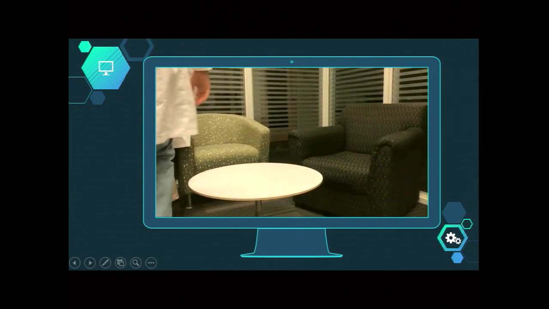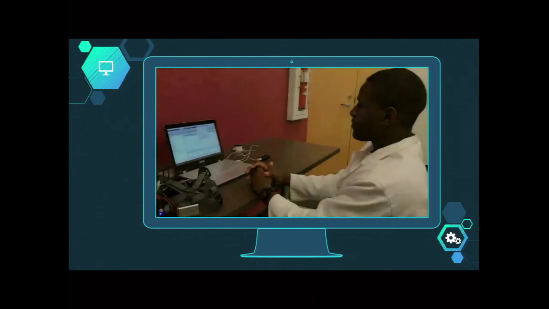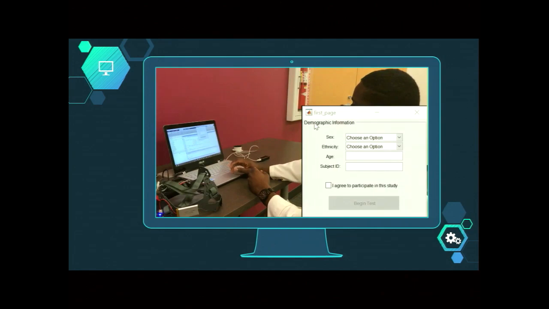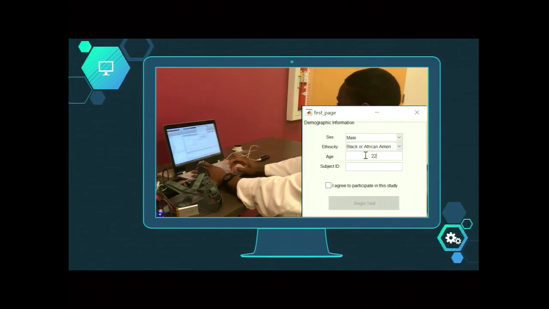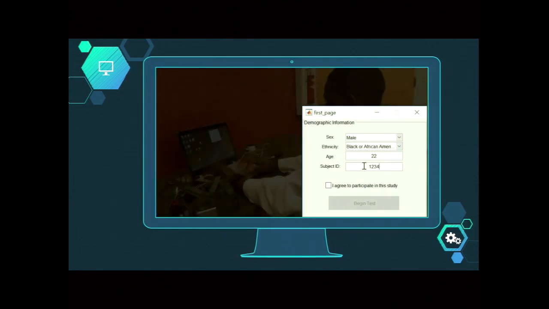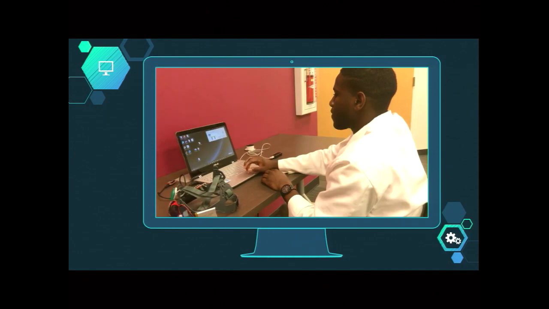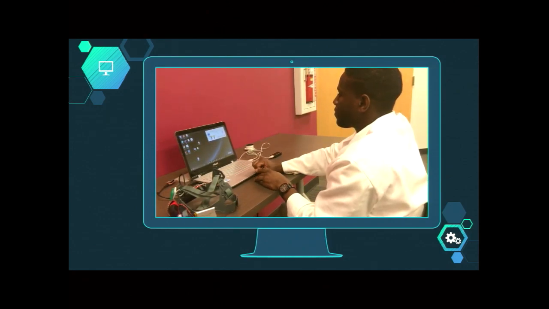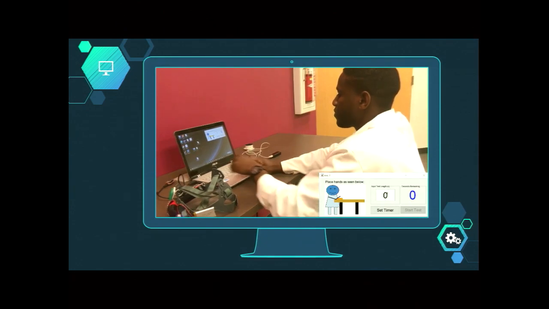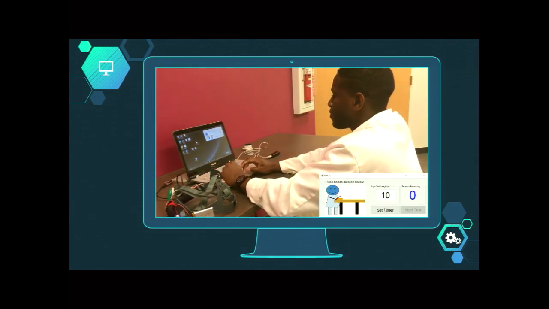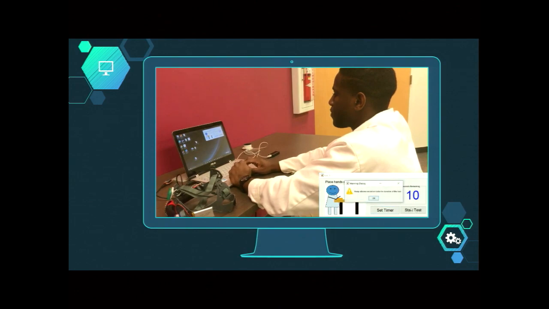We're going to do a brief demonstration of our product. So the first step for this is to collect a series of demographic information from our subject. We get sex, ethnicity, age, and then we assign every patient a subject ID to ensure anonymous data. After agreeing to participate in the study, the patient will be asked to specify a time duration for how long to conduct the test. In this example, we'll use 10 seconds.